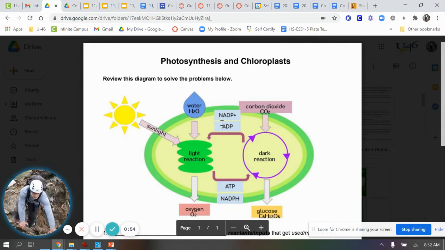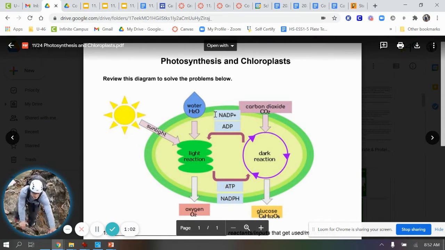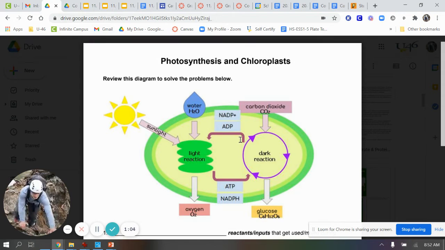Also note, though, that there are some other abbreviations here. These are chemical energy. So we have light energy, and here we have some chemical energy. So if I follow the maroon arrows, some of these chemicals get changed in the light reaction, and then they are now a different type. So ADP becomes ATP, NADP plus becomes NADPH. And then they go into the dark reaction, and you can see this cycles around.